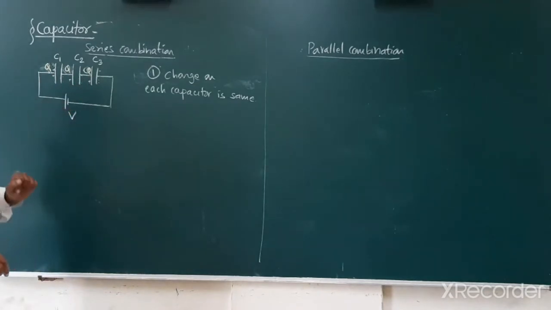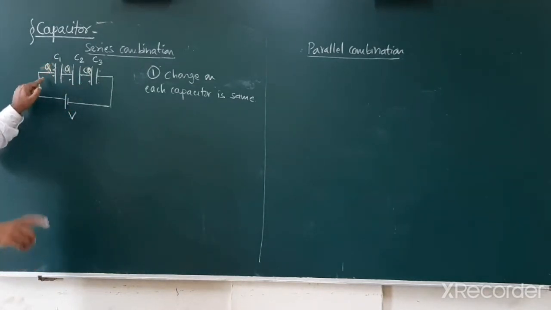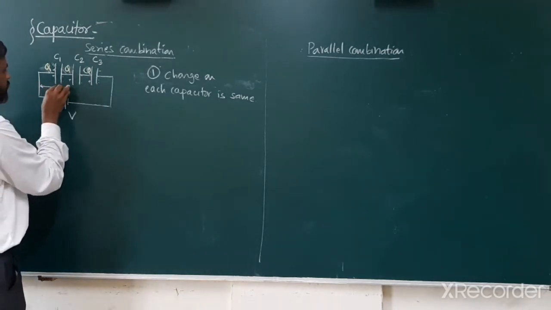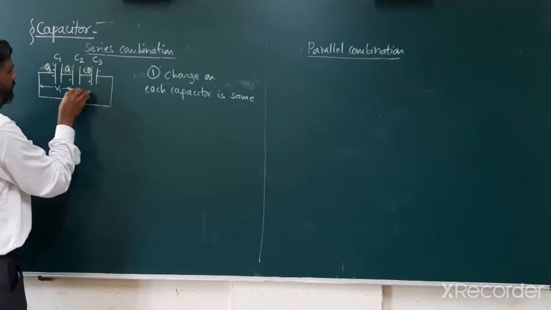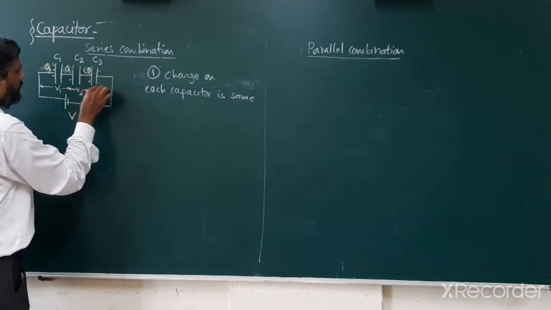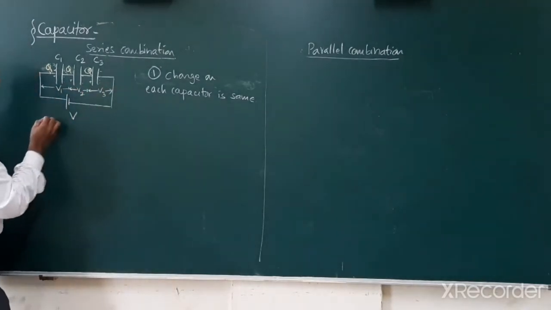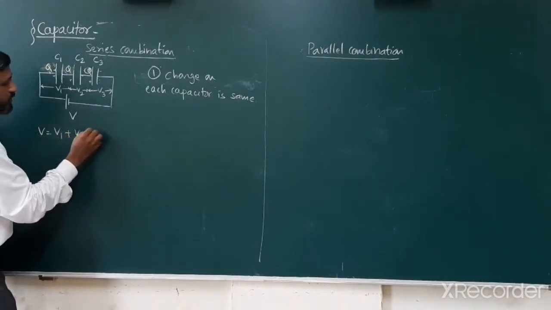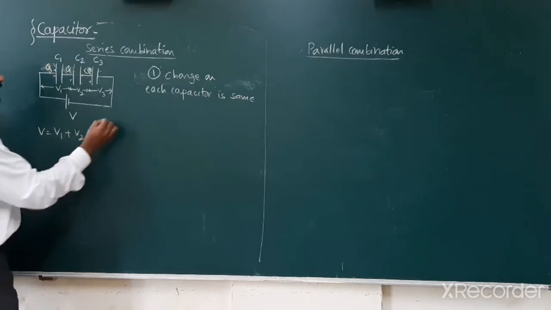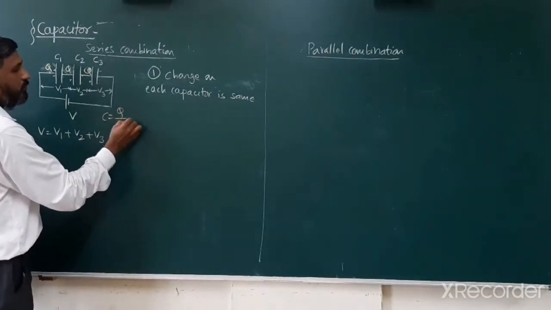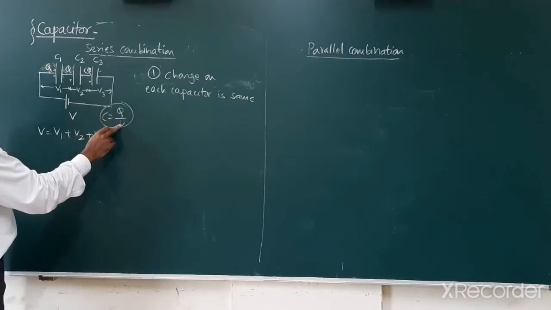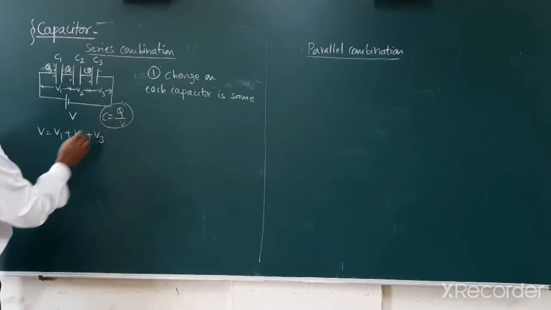If Q is the same, C1 equals Q by V1, so the potential difference is different. This is V1, this is V2 and this is V3. Now remember, total V becomes V1 plus V2 plus V3. What is the definition of C? C equals Q by V. So converting the formula, V equals Q by C.